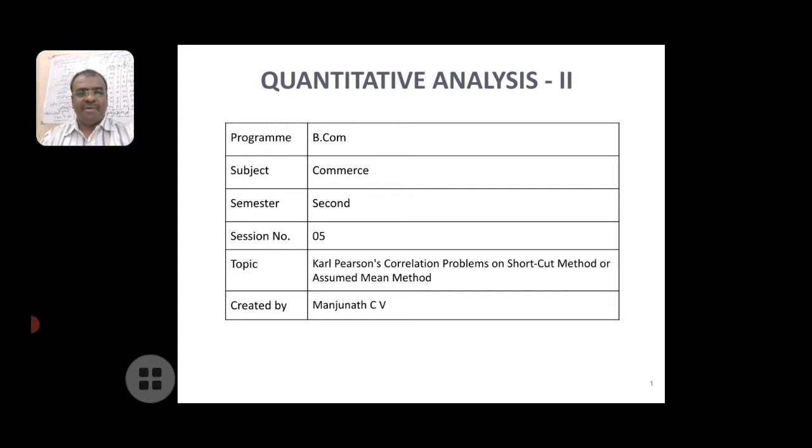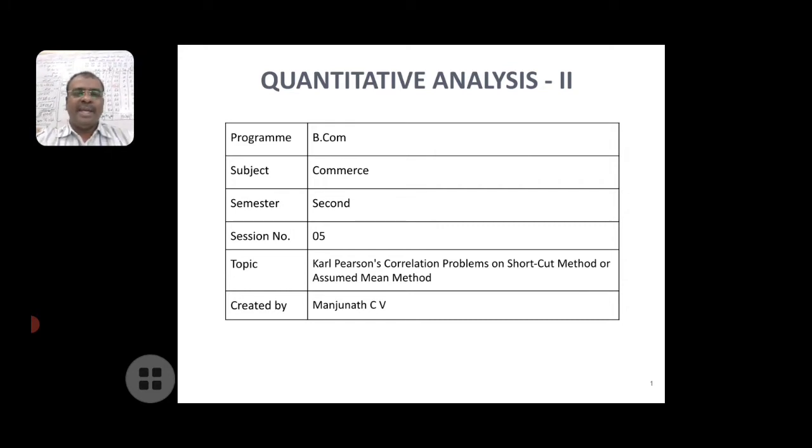In the previous session number 4, we had solved Karl Pearson's coefficient of correlation on the basis of the actual mean method. The difference between these two methods is that in the previous method we found the actual mean and then solved the problem, that is, we found the correlation. But here we are going to assume a value according to our own choice as the assumed mean. We will not be finding the actual mean. So these are the two different methods under which we are going to solve problems in Karl Pearson's correlation coefficient.